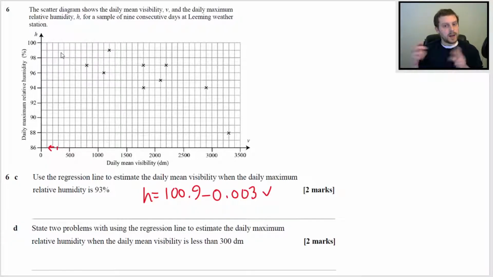The opposite of extrapolation is interpolation, and that would mean, okay, I've got my trend line, making estimates within the data. Now that's generally speaking an okay thing to do.